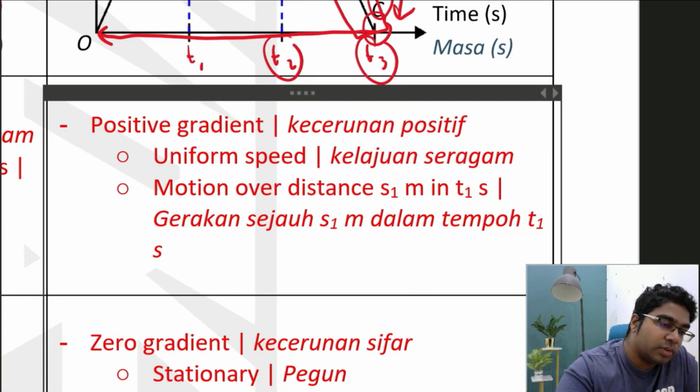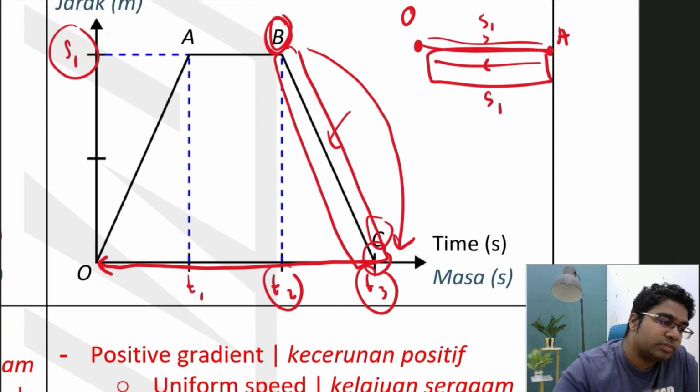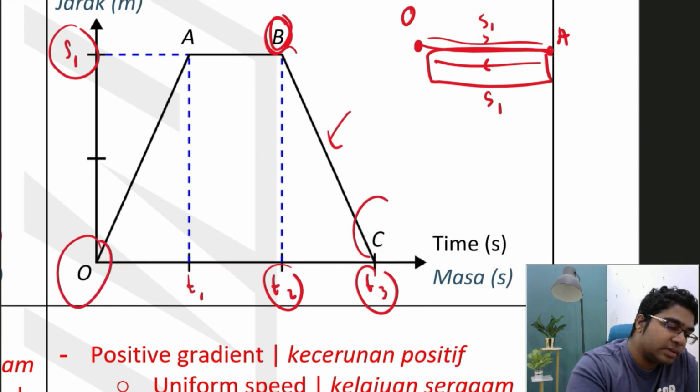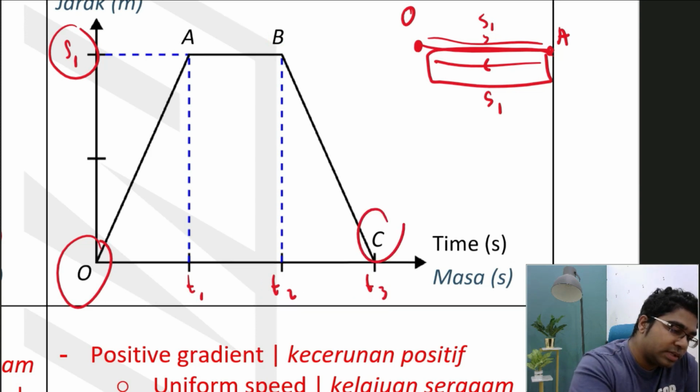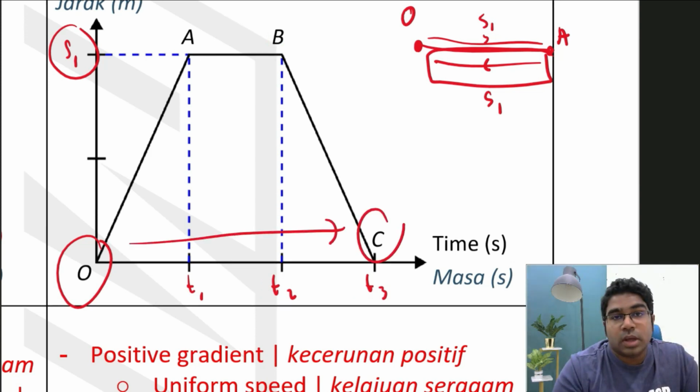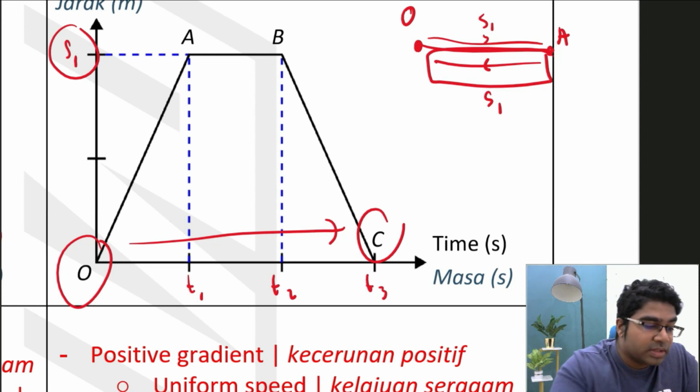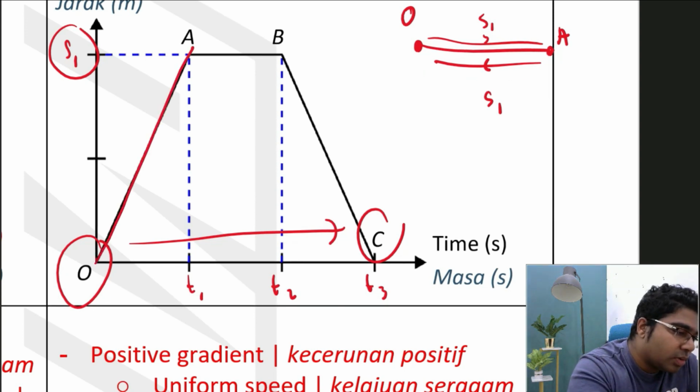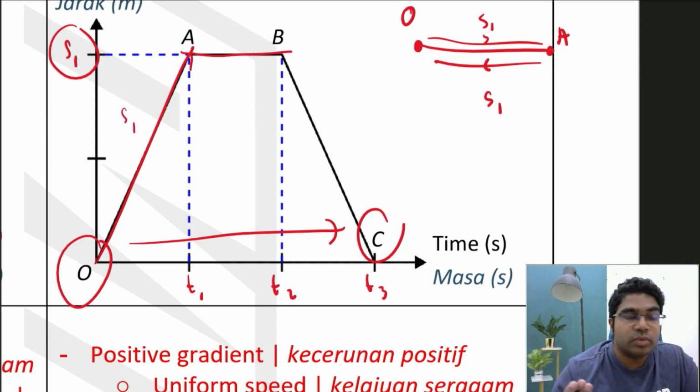Okay. And then, what about the overall distance now? So, bila kita tengok keseluruhan dari O ke C. Okay, O ke C. Saya padam dulu. Okay, O ke C. Sini ke sini. So, apakah jarak keseluruhan? Lagi sekali, dia pergi O ke A, dia sudah gerak sejauh S1 meter. Lepas tu, sini dia pegun, dia tak bergerak. It doesn't move from A to B. O to A, he does move S1 meters.